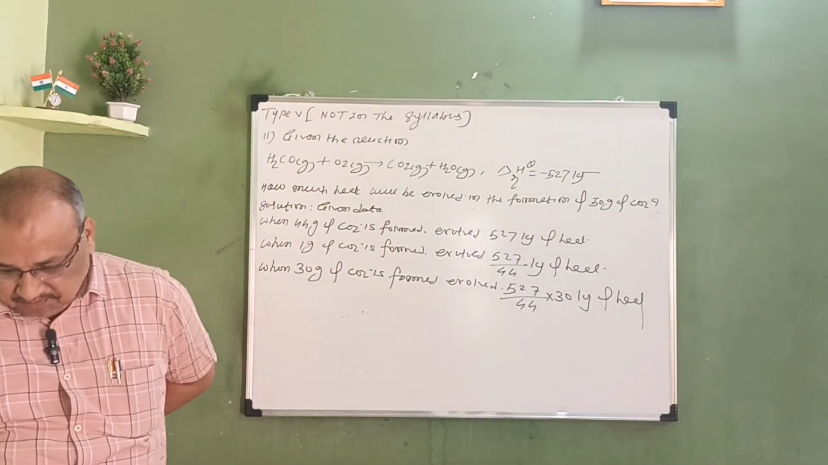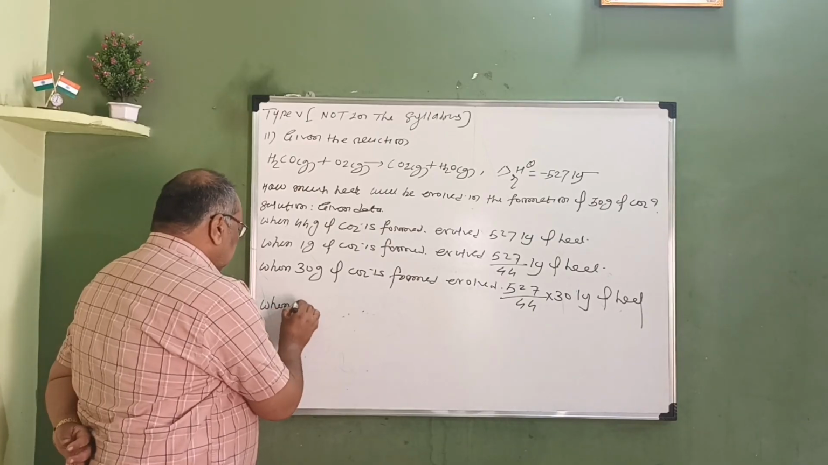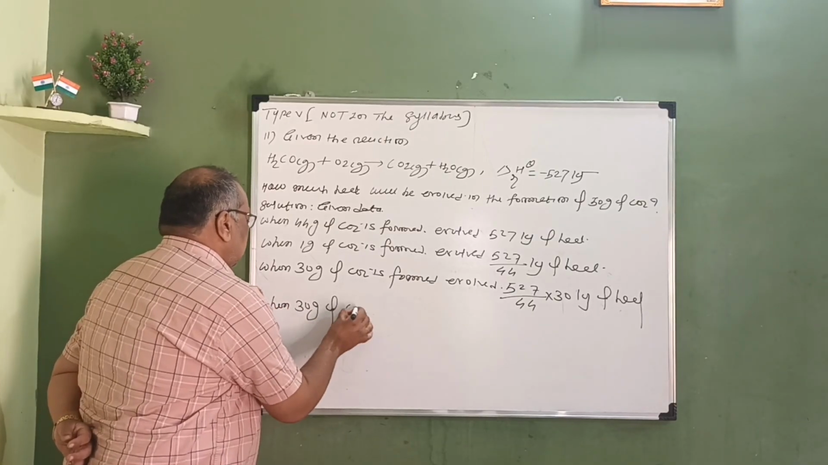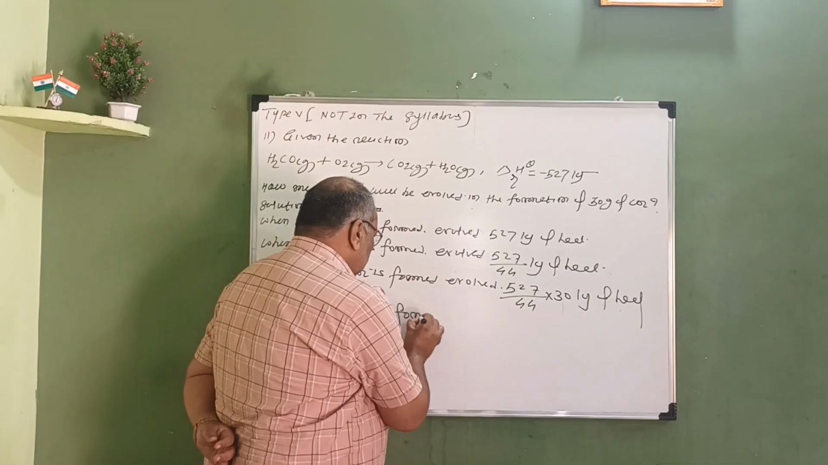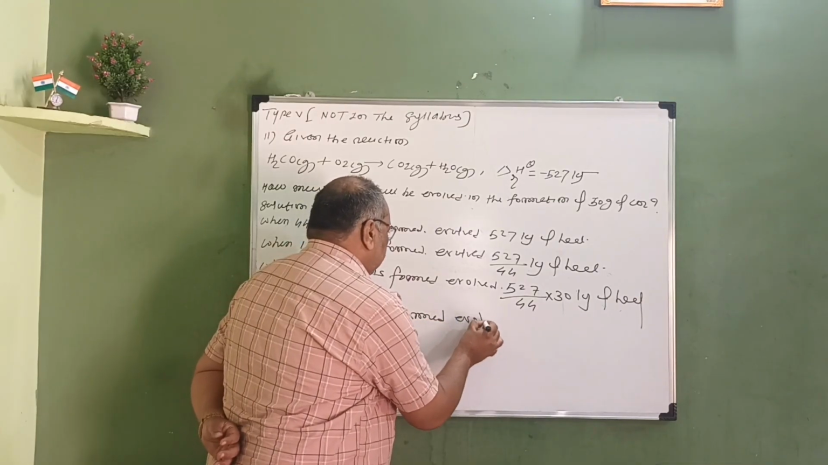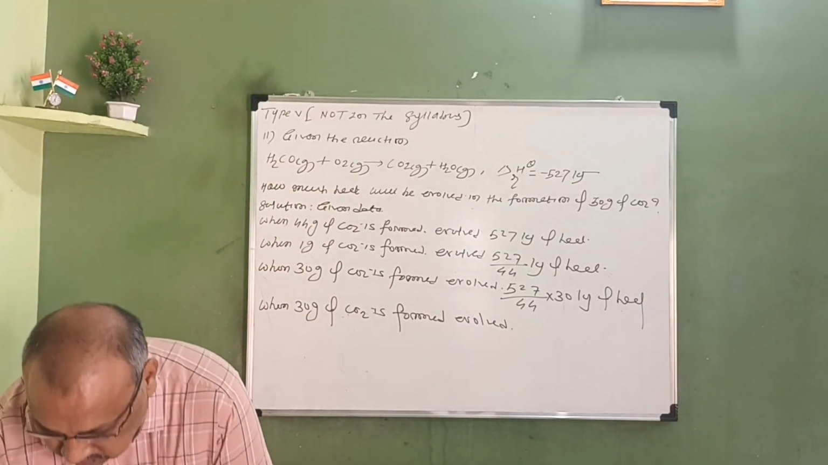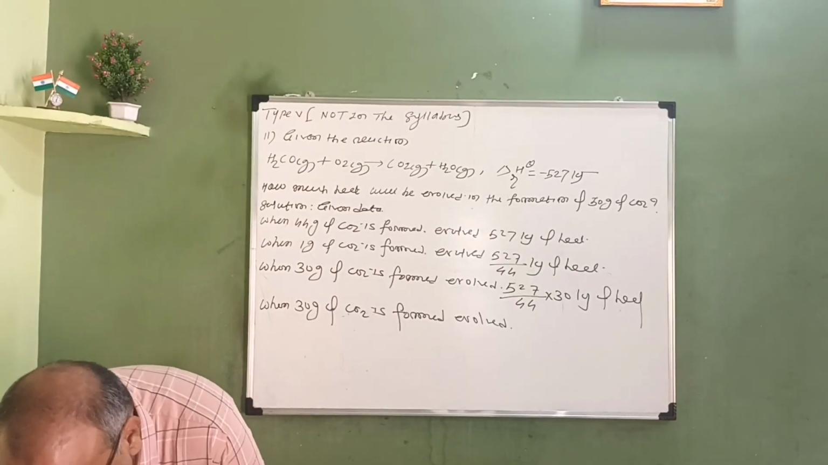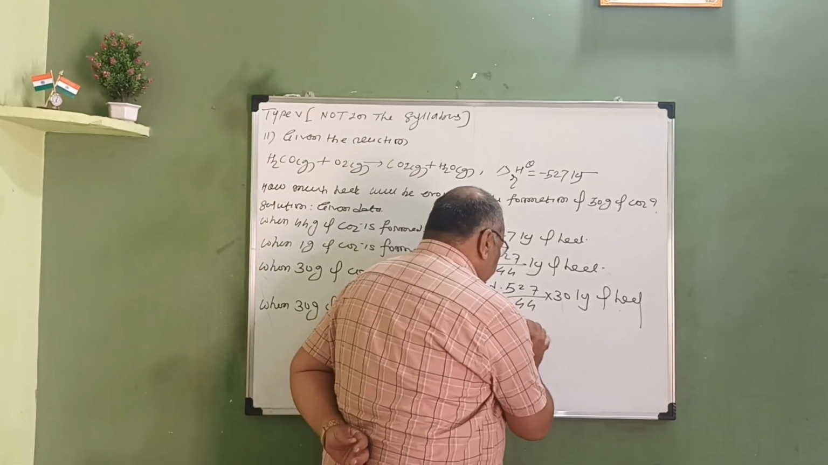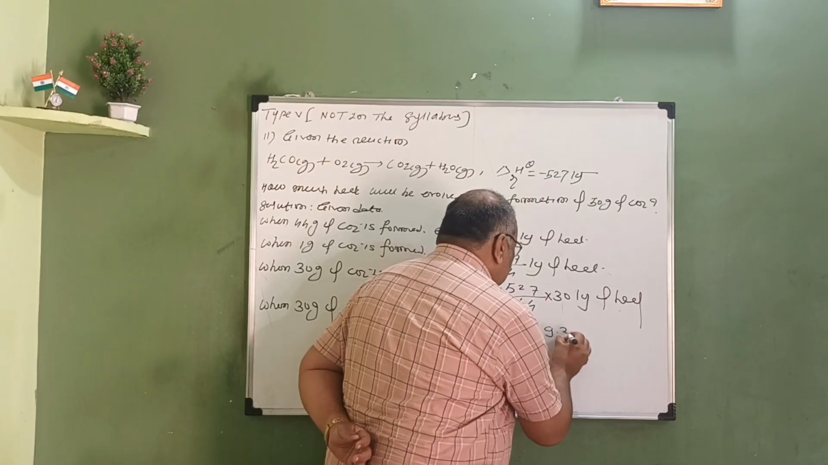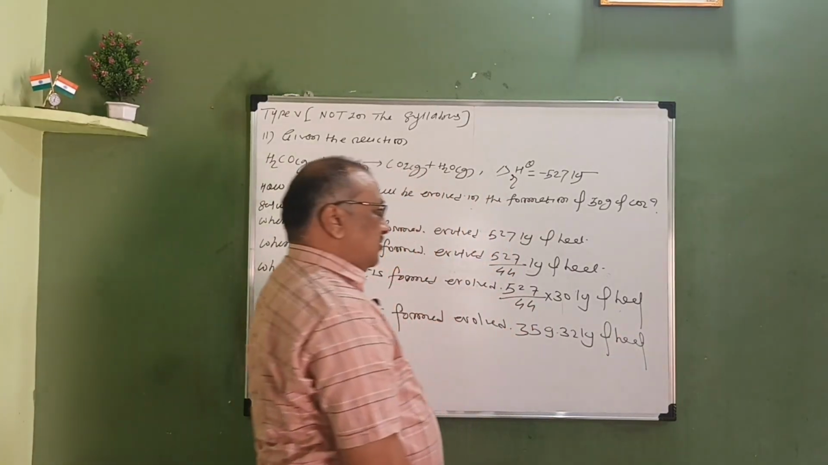That means here when 30 gram of CO2 is formed, evolved 359.32 kilojoule of heat.